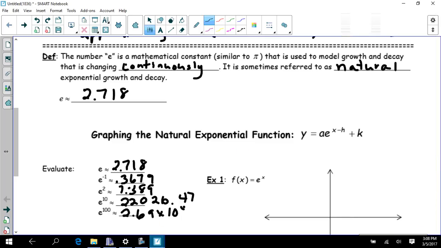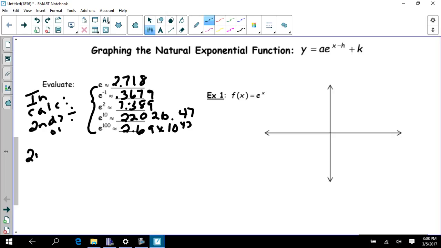So just know for all these in calculator, where you know that button is, it's either second division or second ln, whichever button you'd rather use.